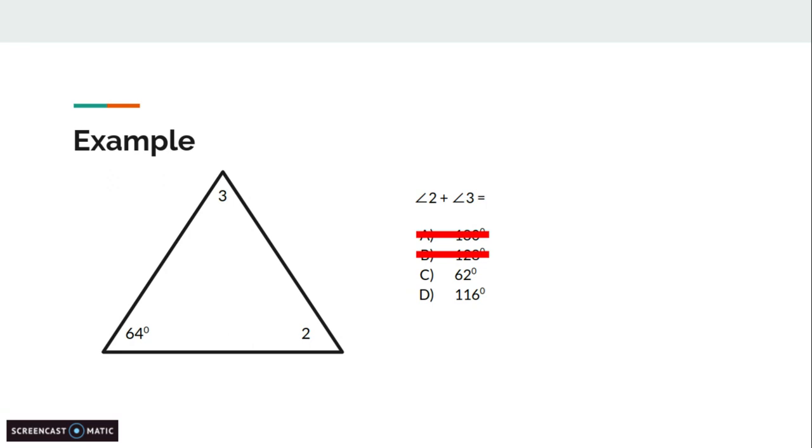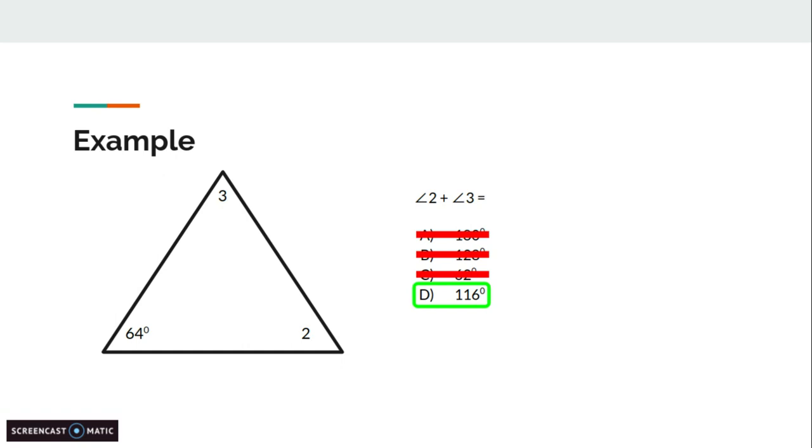62. Is that possible? Let's again divide that by 2. 62 divided by 2 is 31. If 62 is a possibility, both angles would be 31. Anyways, whichever of these numbers you add to 64, it should equal 180 in the first place. 64 plus 62 is not 180, so that's not true. And we know that the only answer left must be true.